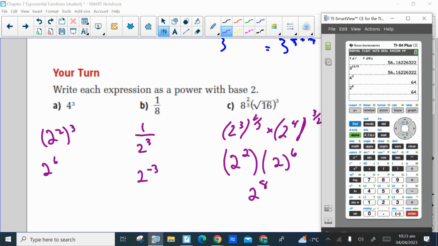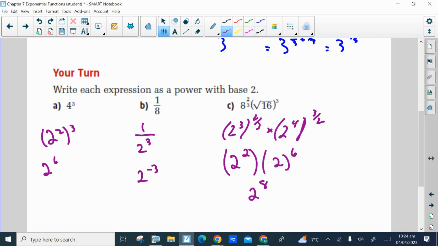Again, we could check this on our calculator. Take the original expression, 8 to the power 2 over 3 times the square root of 16 cubed is that value. And if we check our final answer of 2 to the 8th, it has the same value. So our answer is equivalent to what we started with. It is correct. We've expressed that expression with a base 2.